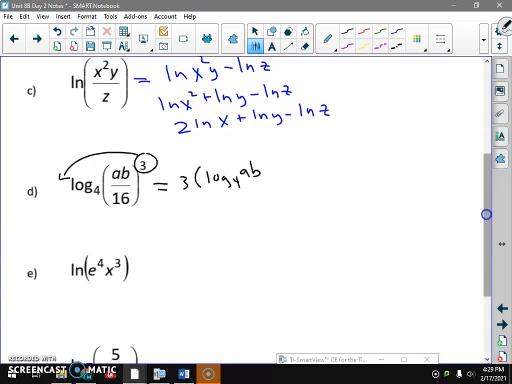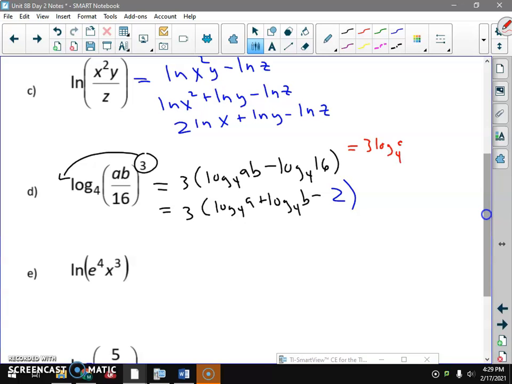Log base 4 of AB minus log base 4 of 16, all times 3. Log base 4 of A plus log base 4 of B minus numbers. Log base 4 of 16, you got it, 2. Now I could distribute through that 3 if I wanted to, depending on what I'm doing. 3 log base 4 of A plus 3 log base 4 of B minus 6. 3 times 2 is 6. I like that answer right there. Keep going.